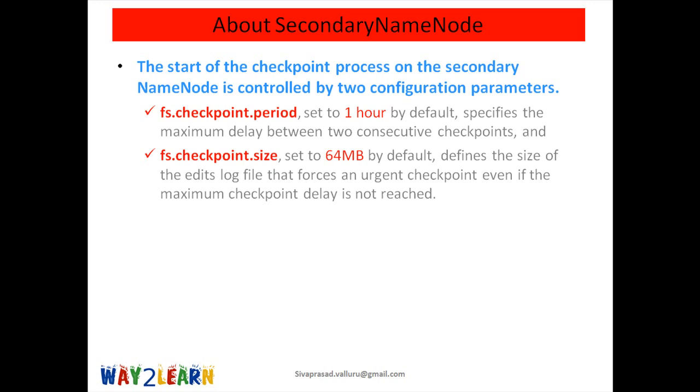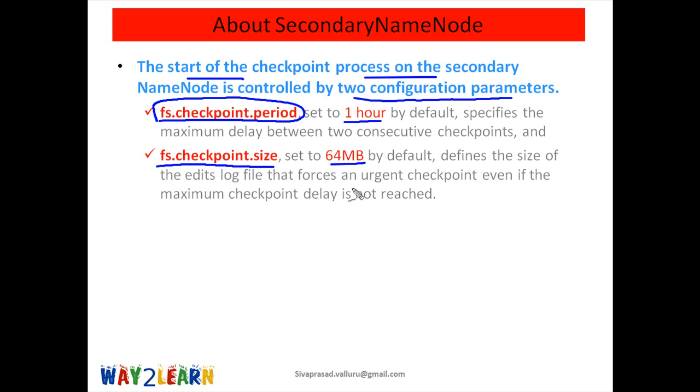And about the secondary name node, one more interesting thing. The start of the checkpoint process on the secondary name node is controlled by two configuration parameters. One is fs.checkpoint.period. This is a property which we have to configure inside hdfs-site.xml. By default it is set to 1 hour, and you can specify whatever duration you want. And there is one more property called fs.checkpoint.size. The default value is 64 MB. This defines the size of edit logs that forces an urgent checkpoint even if the maximum checkpoint delay is not reached.